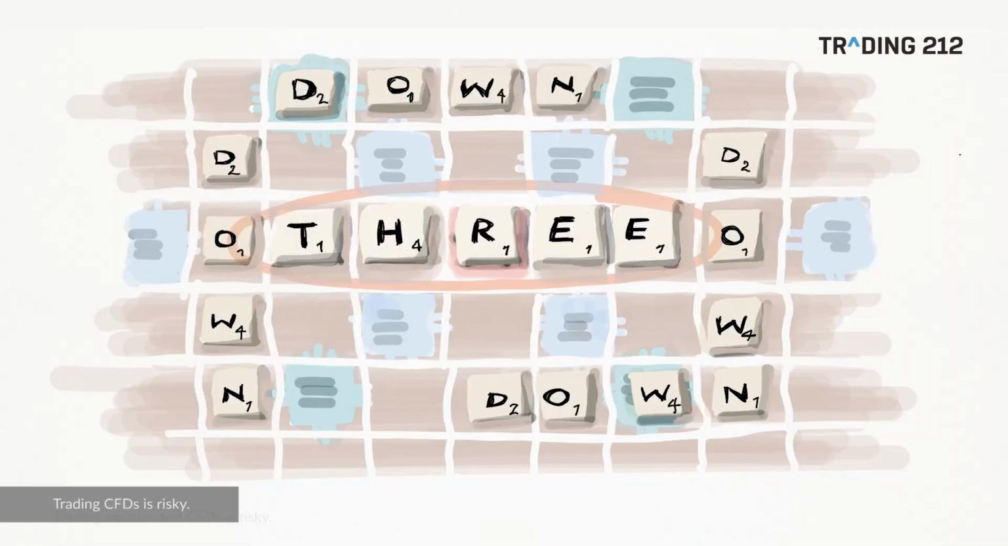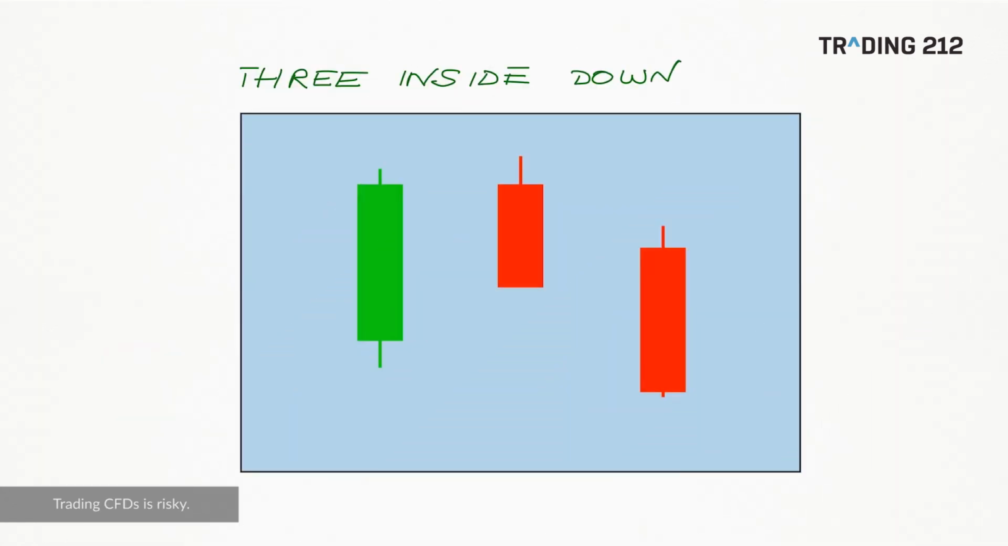Our third pattern is called 3 inside down, and it's a bearish reversal pattern. It's basically the opposite of the 3 inside up pattern that we've just been looking at. So, since 3 inside down is a bearish reversal pattern, we need an uptrend beforehand. So here the market has been rising, and then our first candle is a long green candle, a sign that at this point the bulls are still going for it.